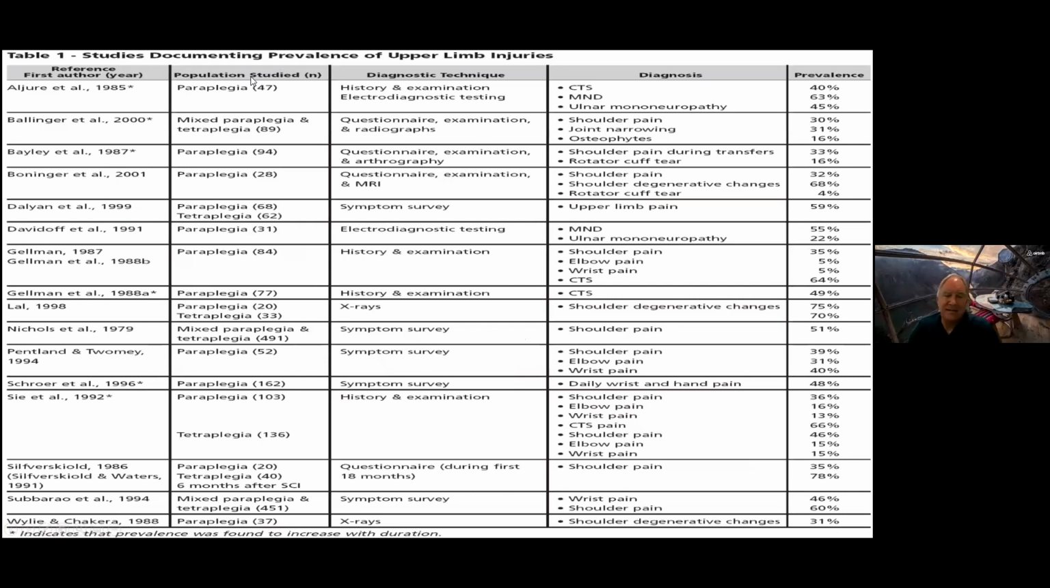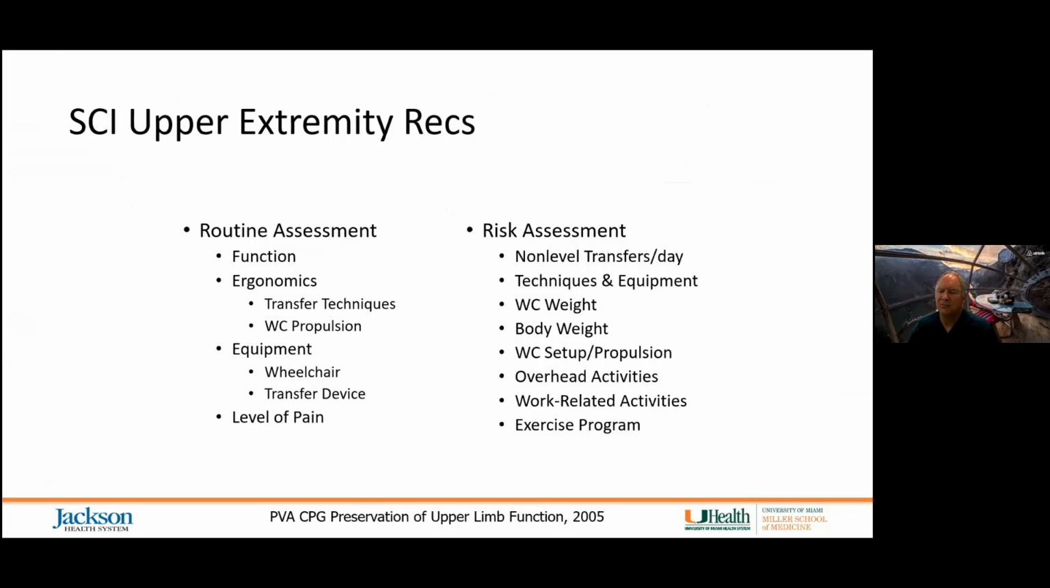So a lot of studies, and actually fairly recent ones, these were all put forward in the 2005 Preservation of Upper Extremities Guidelines, but you can see quite a few having to do with carpal tunnel, ulnar mononeuropathies, shoulder pain, etc. The numbers have only gotten worse, unfortunately, over the past 16 years. And so we're actually seeing these in significant quantities for both folks with tetraplegia as well as paraplegia.